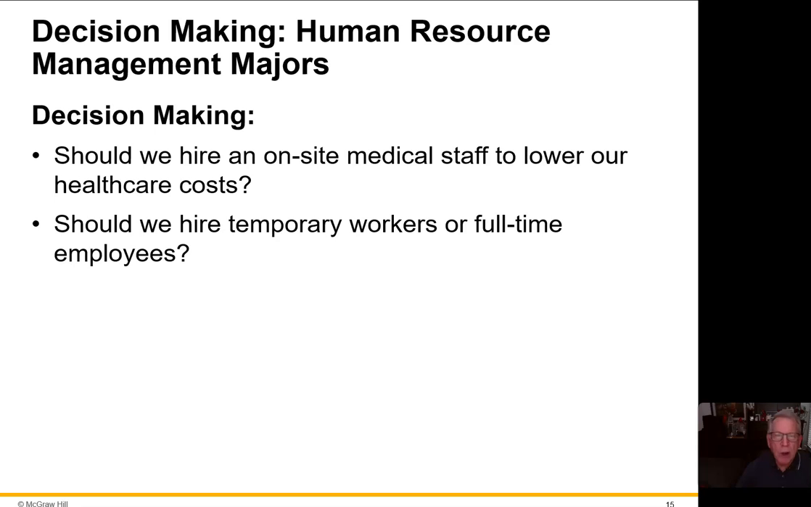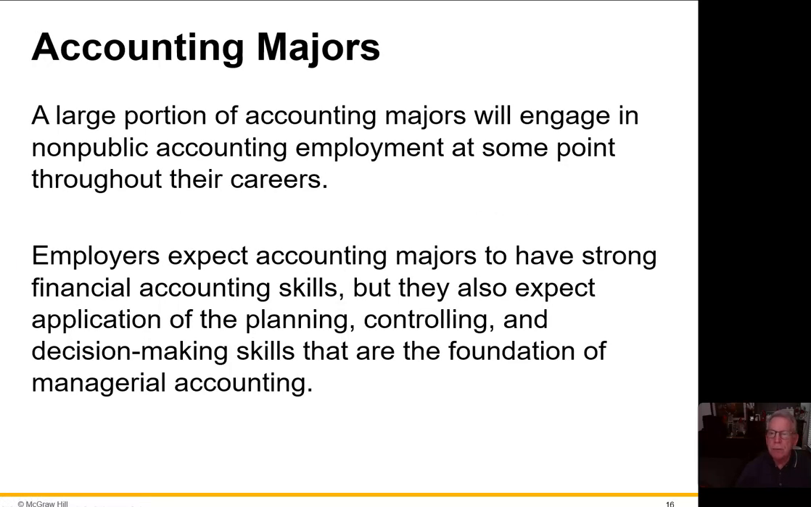Should we hire an on-site medical staff to lower our healthcare cost? That might even be an on-site attorney to do our legal work. Or should we hire temporary workers or full-time employees, depending on the cyclicality of our business?